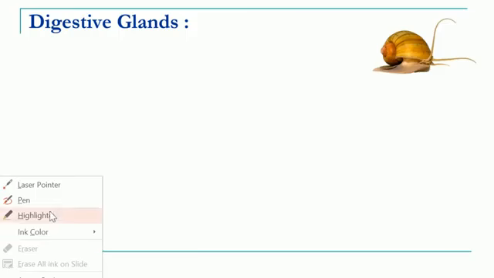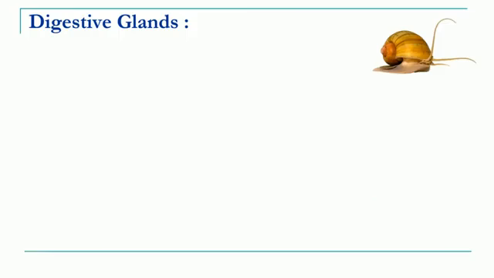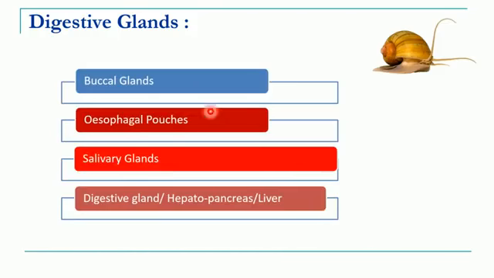So we know that in most of the animals, you see the presence of these digestive glands which aid in the mechanism of digestion. They secrete different types of enzymes which are required for the process of digestion. So let's see what are the different types of digestive glands which are present in Pila globosa. There are four important types of digestive glands which are present.